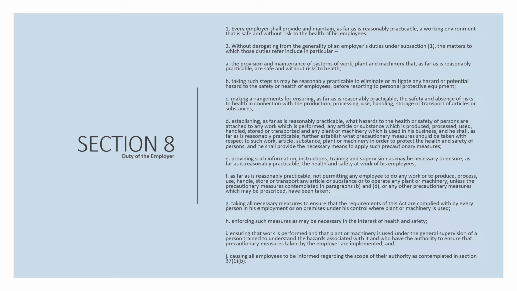with by every person in his employment or on premises under his control where plant or machinery is used. Now notice we are covering any person who may be affected by the dangers of the use of plant or machinery. And so if machinery is being used, any tools are being used on site, and you have somebody that is visiting you on site, they fall under your control. And that is because you're inviting them onto your premises. And as an employer, you are ultimately responsible for anything that happens on that site.